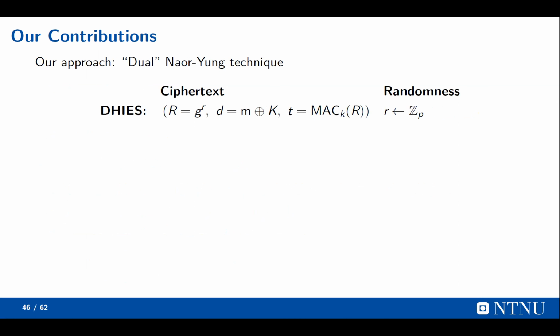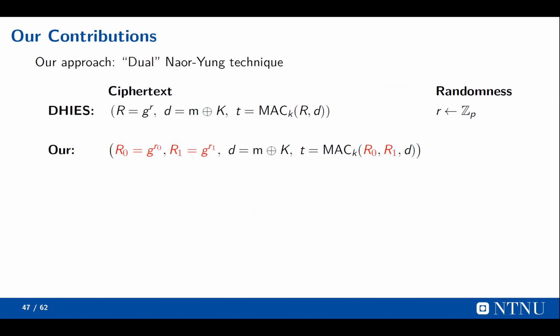So how do we solve this problem? Our approach is to use what we call the dual nonce technique. The DHIES ciphertext has this form, and we slightly modify it. Now in our scheme, the ciphertext has two group elements, and of course we have two exponents. The two keys are derived from one of the CDH values: the key is computed by the hash H of R0, R1, PK, and the CDH value of PK and R_b. Here b is a random bit.